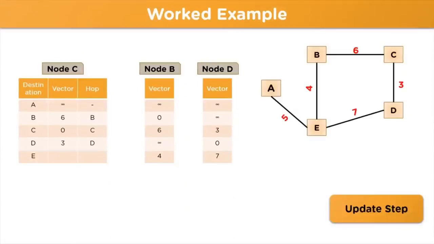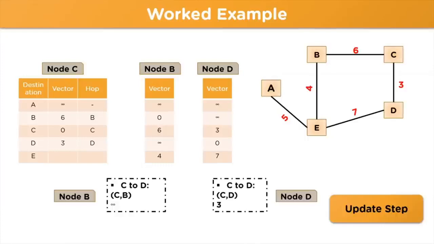Moving on, we have destination at node D. That would be C to D, as there is no direct connection between node B and node D. So the value is infinity. Whereas for C to D is a direct connection for node D. So the value would be 3.